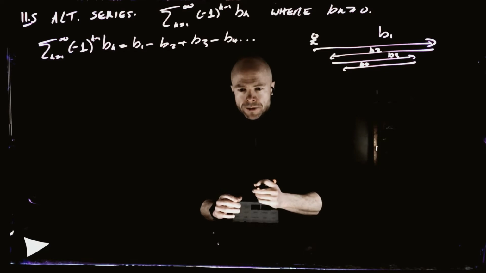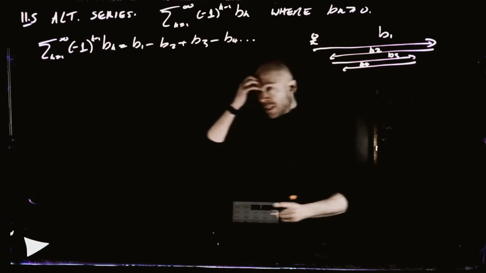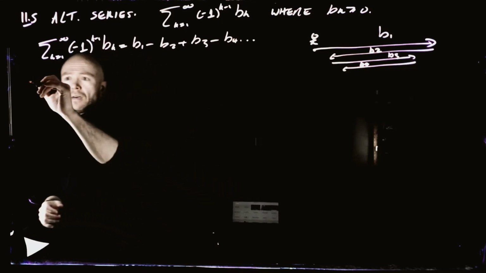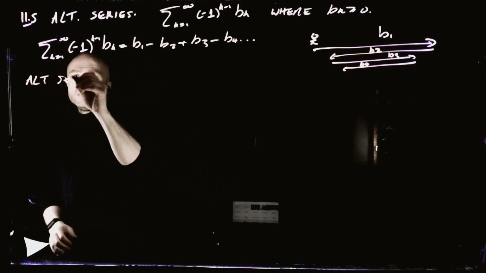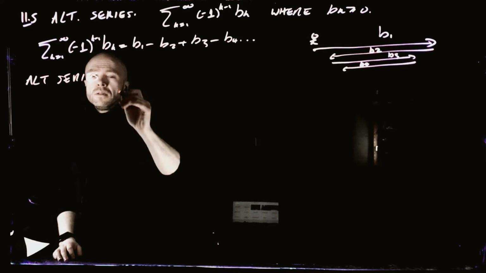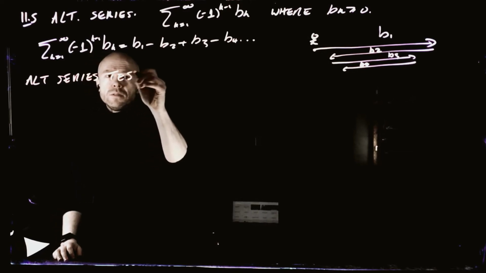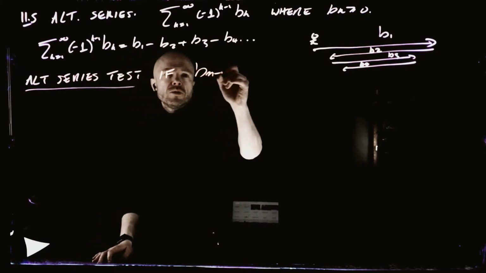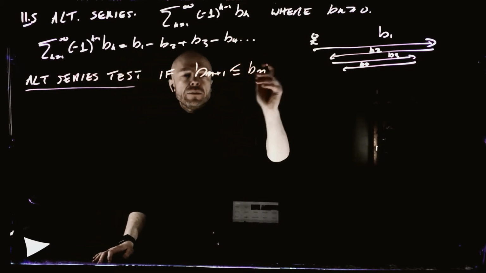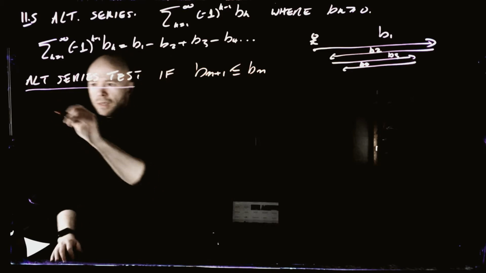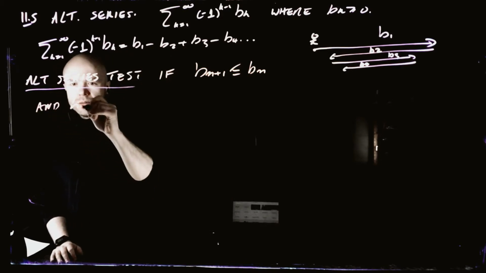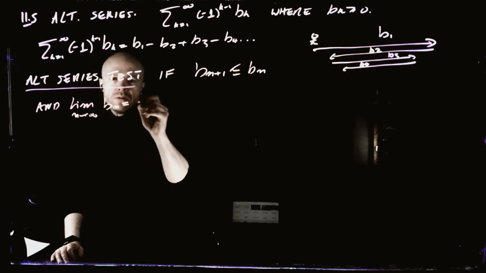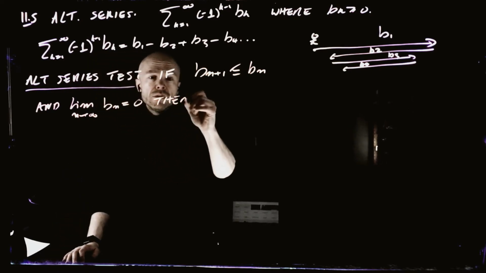And what is interesting about this is the alternating series test, or theorem. If b_{n+1} is less than b_n, so that means these terms are decreasing, and the limit as n goes to infinity of b_n equals 0, then the series converges.